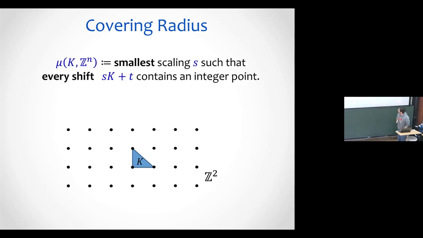So every shift of it after scaling by the covering radius will contain a lattice point, and the S here is the minimal scaling. And so here you can see, okay, I shifted K, it doesn't intersect lattice points, so the covering radius is a bit bigger than one, I have to scale up. And in fact, the covering radius in this case is exactly two.